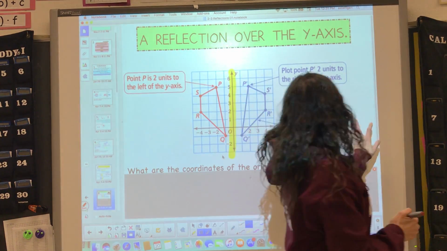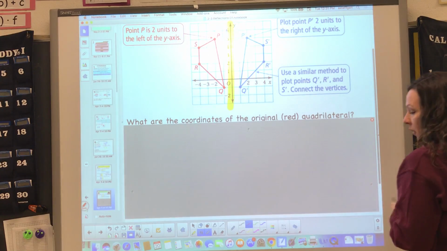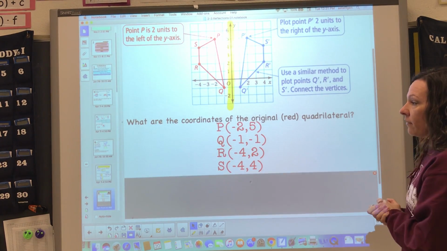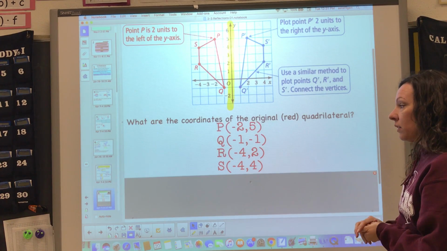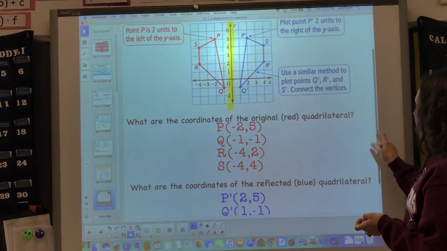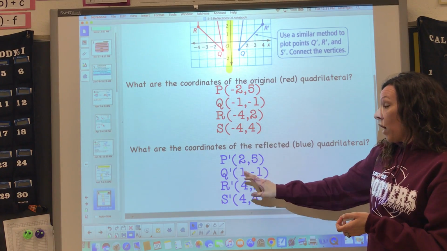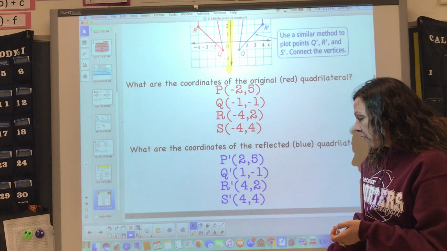All right, so let's look at our points. Here are my points for my red figure, my original: (-2, 5), (-1, 1), (-4, 2), (-4, 4). Then if I look at my blue figure, my points are (2, -5), (1, -1), (4, 2), (4, 4).